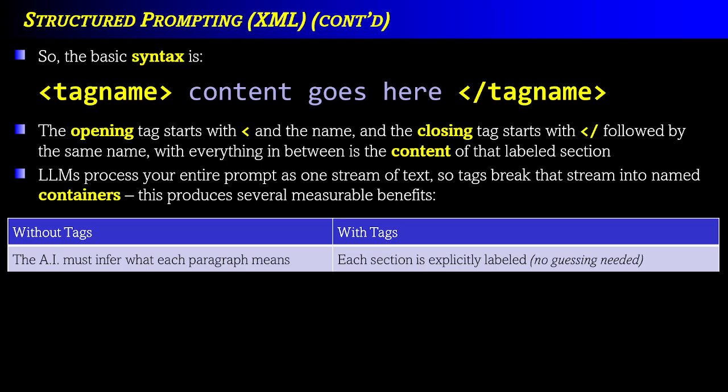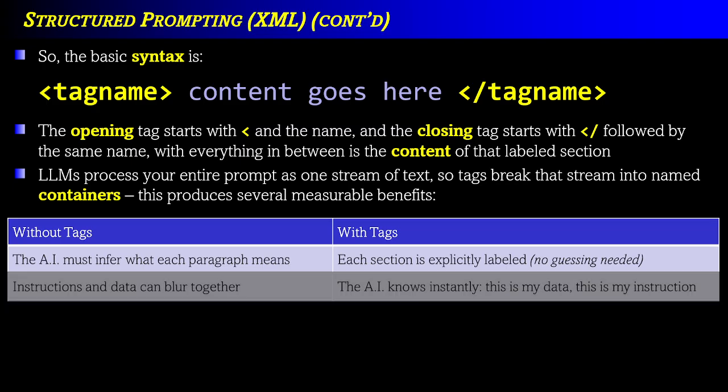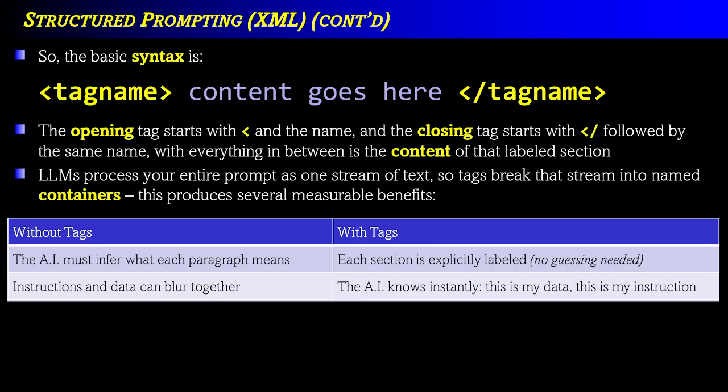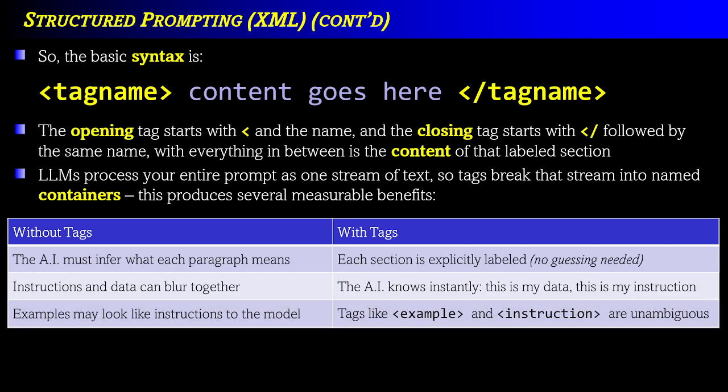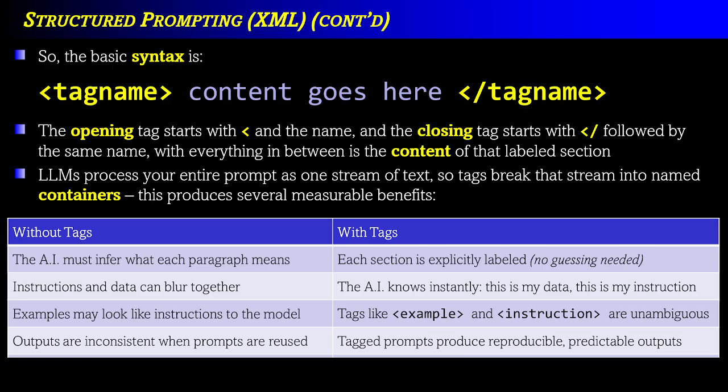Without the XML tags, the AI must infer what each paragraph means. Is this the specific example, or is this the example? Is this my initial prompt directive, or is this my prompt directive? Each section with tags is explicitly labeled. No more guessing by the AI. Instructions and data can blur together without XML tags, but with the tags, the AI knows instantly, this is my data, this is my instruction. Without the XML tags, examples might look like instructions to the model. But with tags like the example tag or the instruction tag, this is no longer ambiguous. Without the tags, outputs are inconsistent when prompts are reused. But with tags, prompts produce reproducible and predictable outputs.